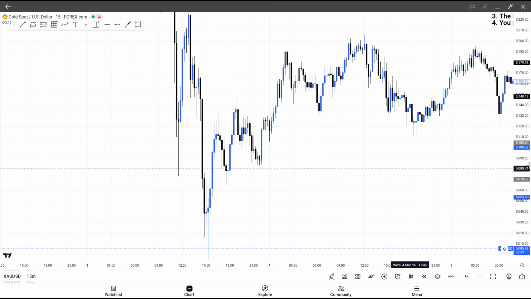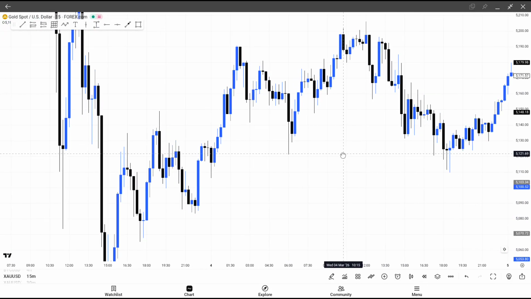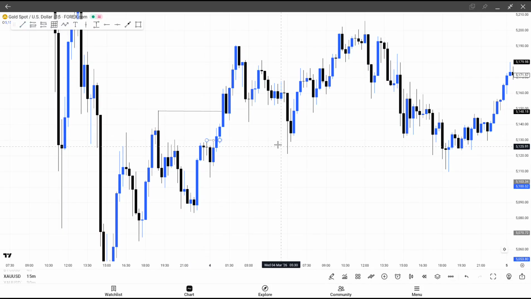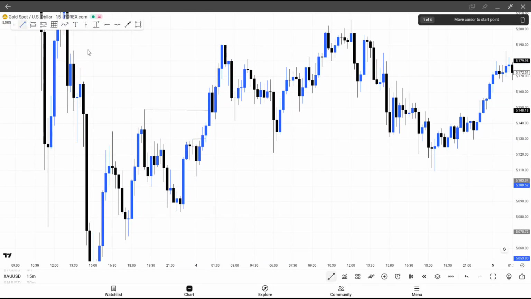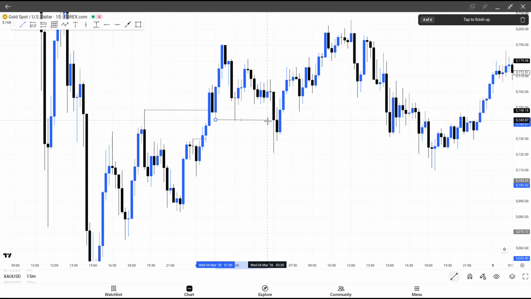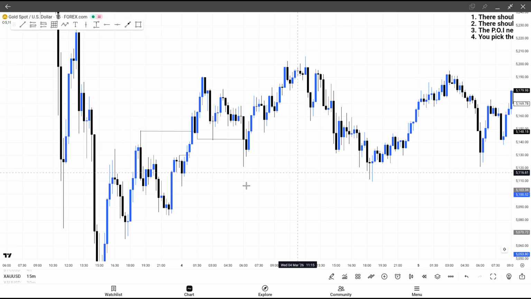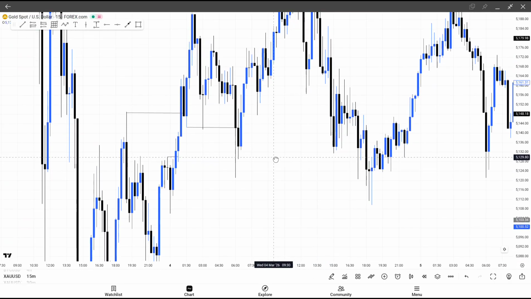For example, this is a double breakover structure. We have a breakover structure here, we also have a breakover structure here. So we have a double breakover structure, and the first rule says there should be a breakover structure or double breakover structure. The second rule says that there should be a valid inducement. So this is the inducement. And now the third rule says that the point of interest needs to be unmitigated.